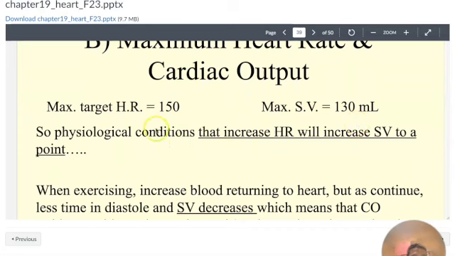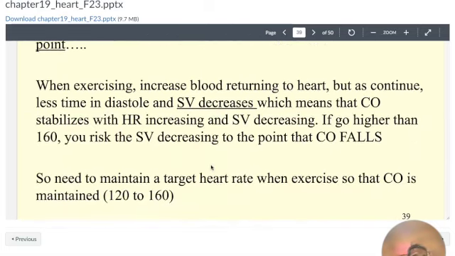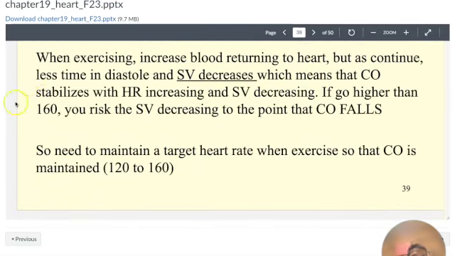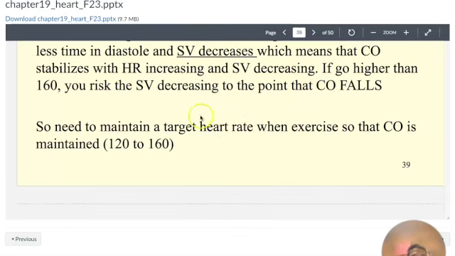Now remember this: the maximum heart rate is 150, and the maximum stroke volume, how much blood is squeezed out, is 130 milliliters. We don't want to go over 150 because when you reach about 160, your stroke volume decreases to the point that cardiac output falls, and then you have heart failure. Here's the target rate, a heart rate to maintain, about 120 to 160 when you're exercising.